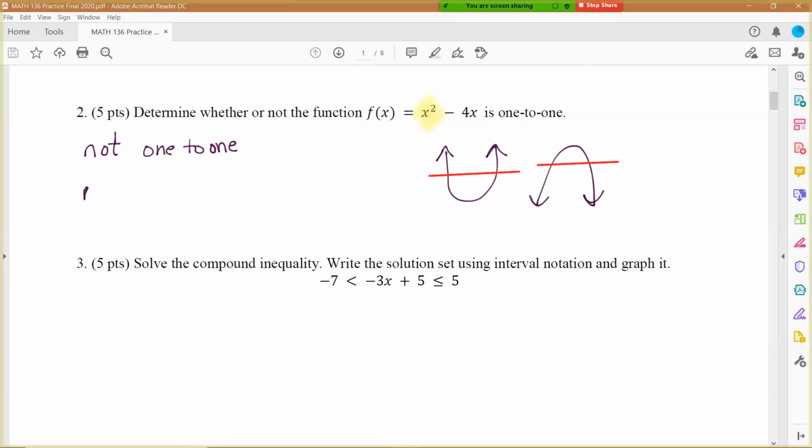So if it has an exponent of 2, it's always a quadratic.